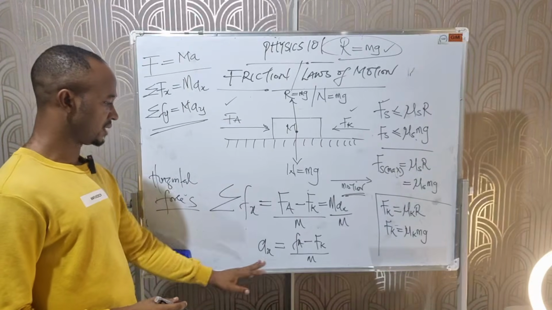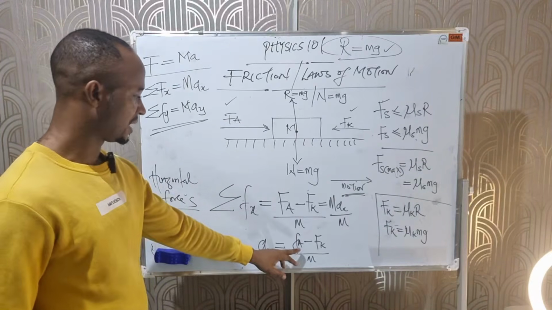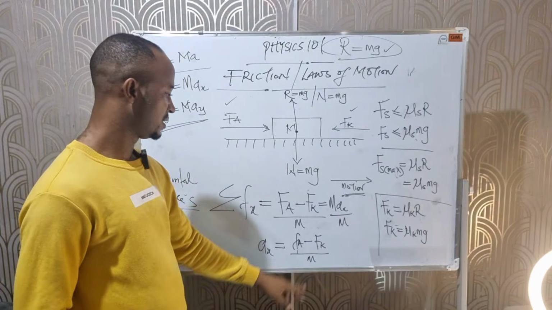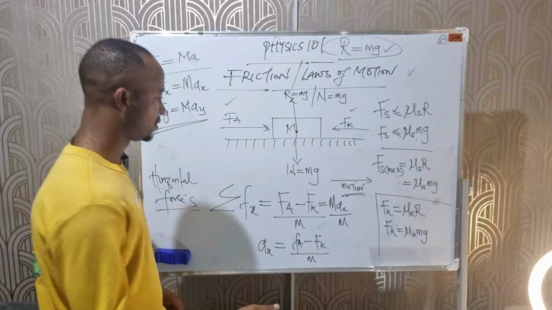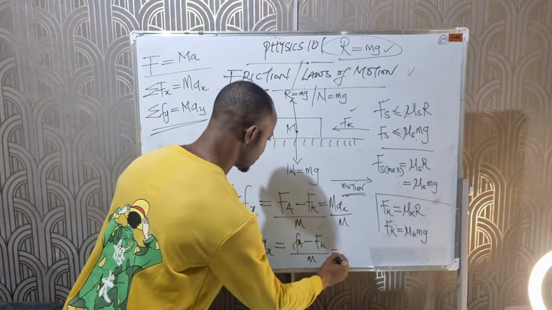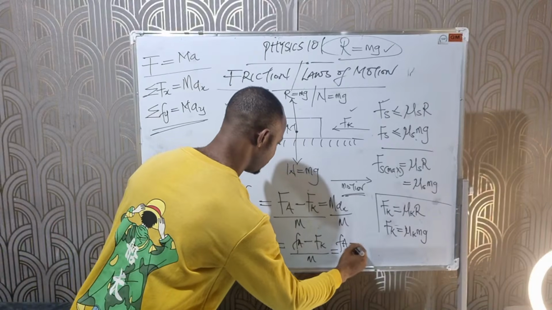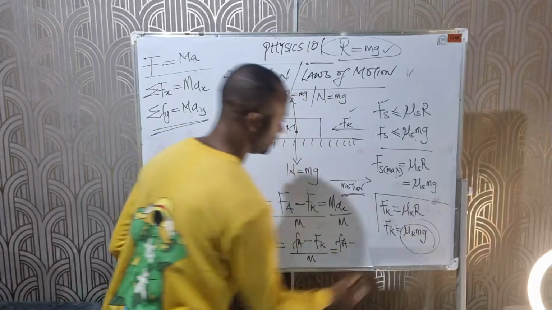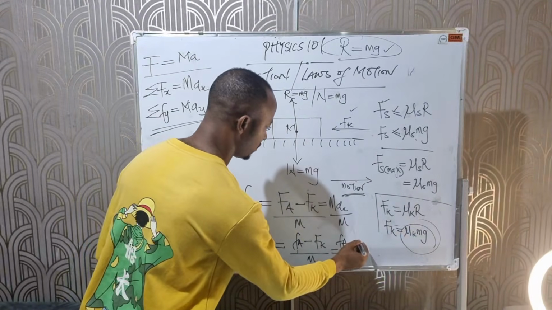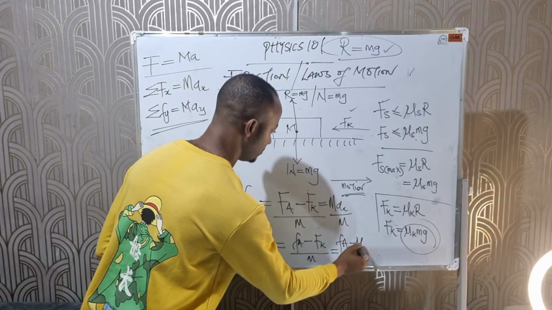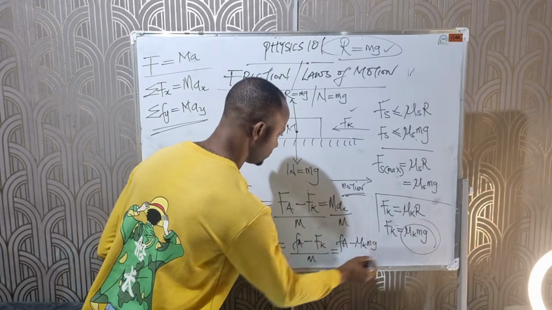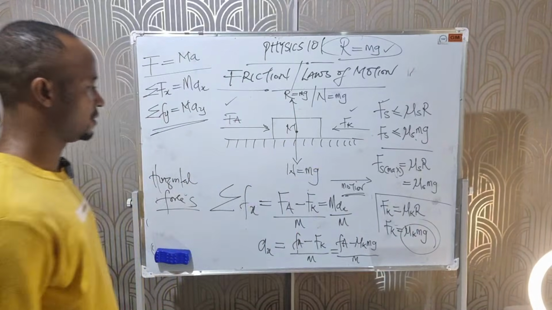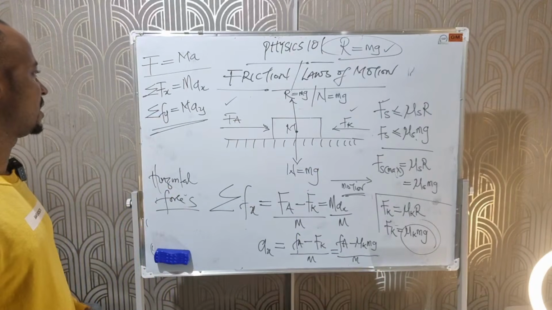So to find the acceleration, we have the applied force minus the kinetic frictional force, all divided by m. Don't forget that this is also the same as the applied force minus our frictional force Fk, which we said is mu k mg, the coefficient of kinetic friction times m g, all divided by mass. Okay, let's take note of this.